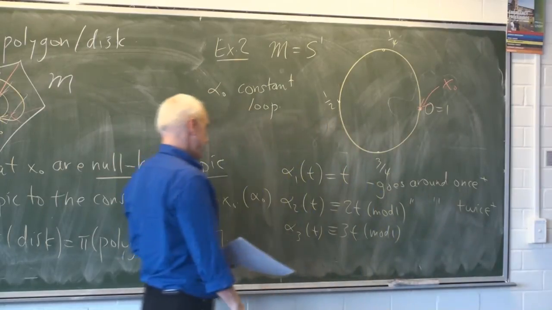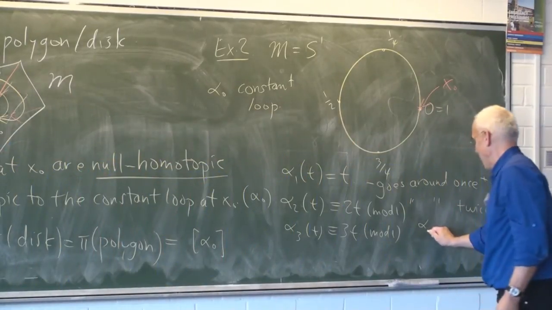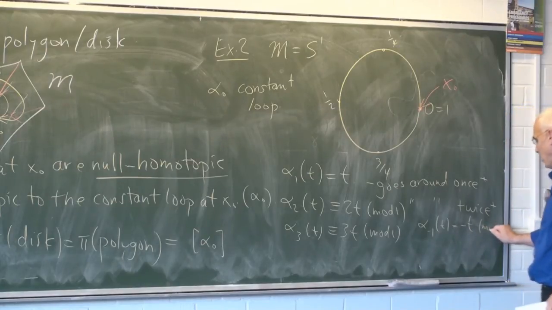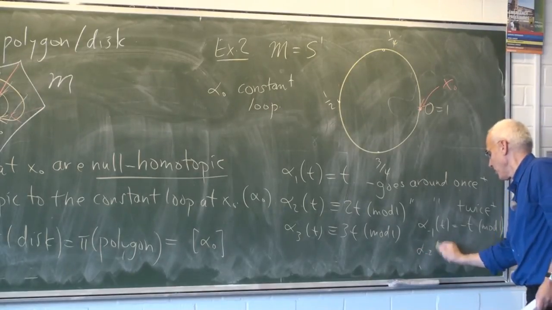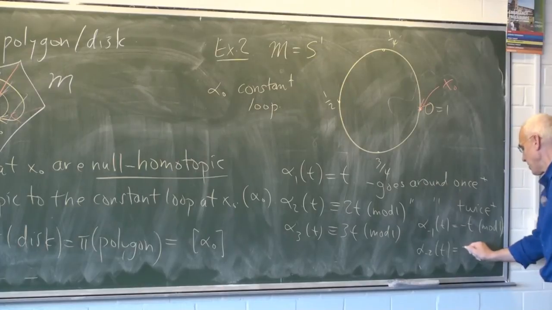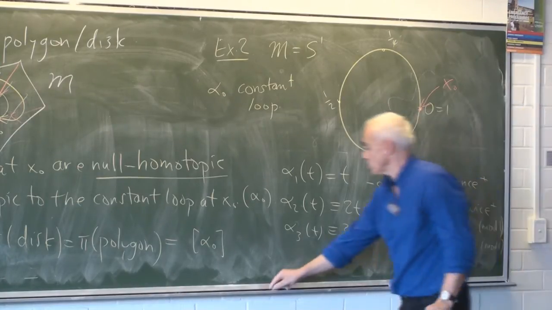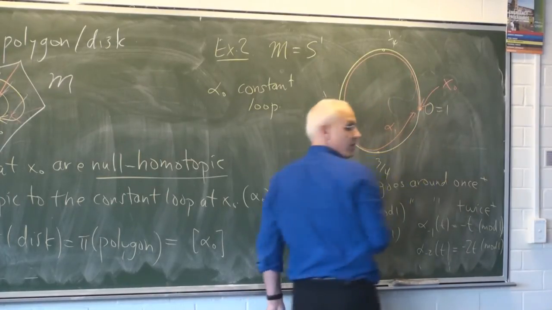And there's no need to restrict ourselves to positive multiples. We could also talk about alpha minus 1 of t, which is minus t, mod 1, which goes around the opposite direction. Or alpha minus 2, it's another loop, that's minus 2t, mod 1. So the various loops that we're talking about are things like this. So that would be alpha 1.